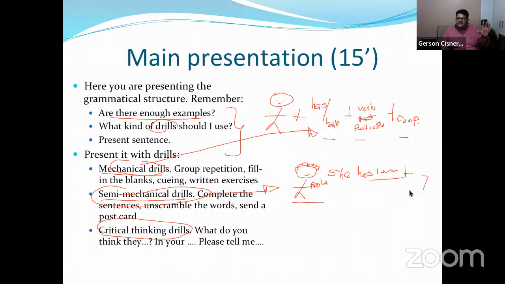Did you notice the difference? Semi-mechanical is guided, is easy, but not that easy, right? They start thinking. And then, again, you are English teachers, normal students will need you to repeat and do another example, and so forth. So far, so good? Then we go to critical thinking. Critical thinking is when they actually know what present perfect is, but they're going to apply it into your life. I'll give you an example.